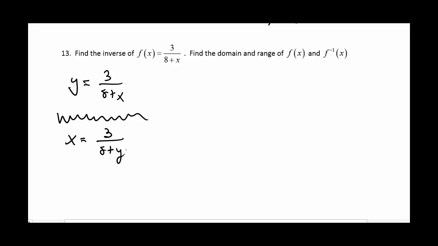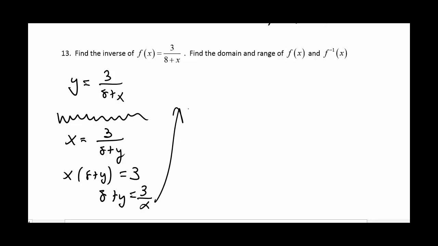All right, now my goal is to solve for y. So I'm going to multiply across, so x times (8 plus y) equals 3, and I'm trying to isolate y. So in this particular example, I don't see a reason to distribute, so I'm just going to divide the x out. Then I can subtract off the 8, so y equals 3 over x, minus 8.